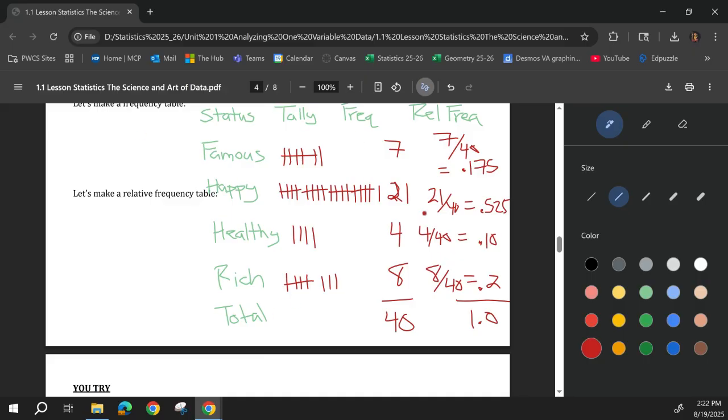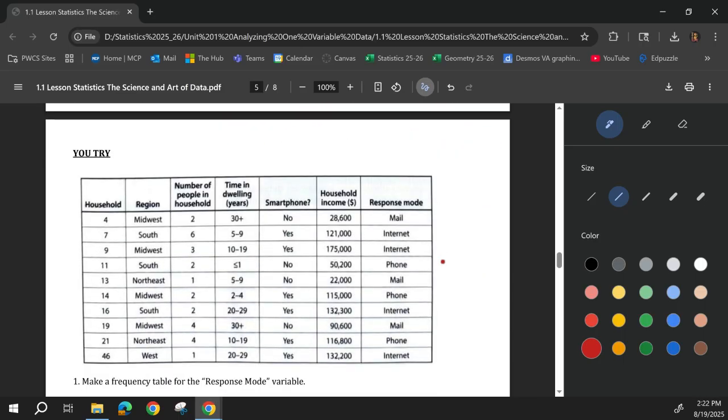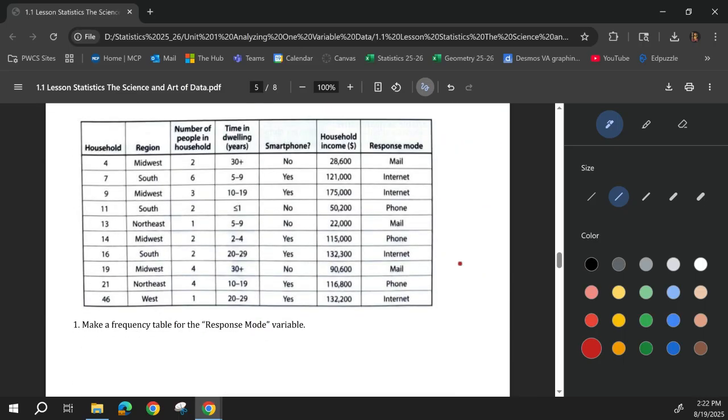So we have a tally, we have a frequency chart, and then we have a relative frequency chart. Again, much like I asked you to do before, I'd like you to pause here and see if you can construct this table. Make a column for the response mode. That's what we are going to look at. Make a column for the tallies, a column for the frequencies, and then a column for relative frequencies. When you're done with that, press play, and I will have my answer up here.